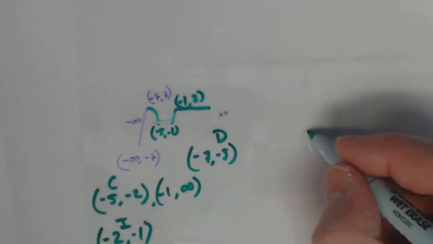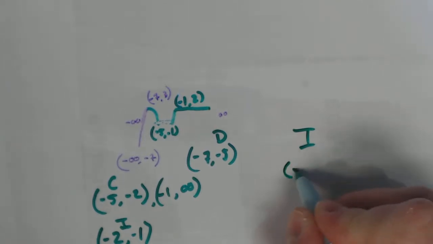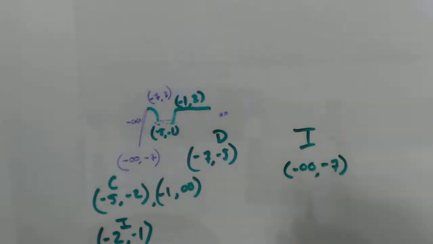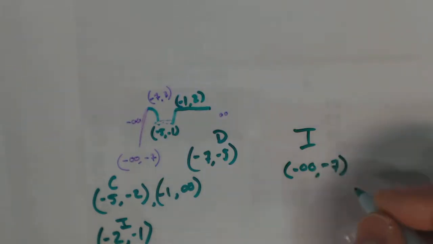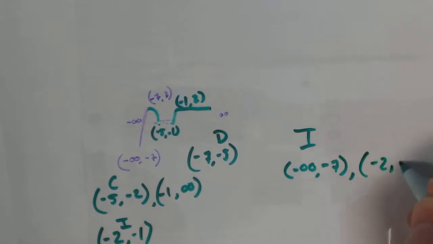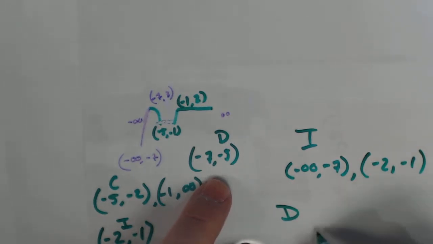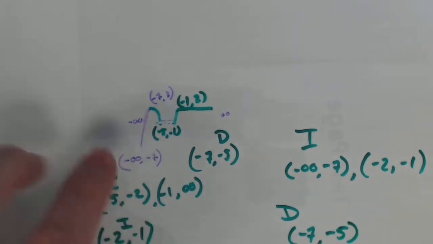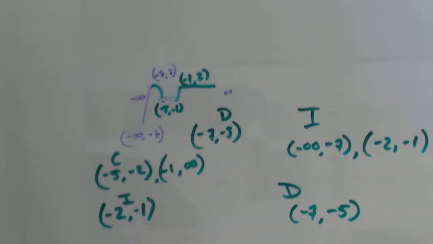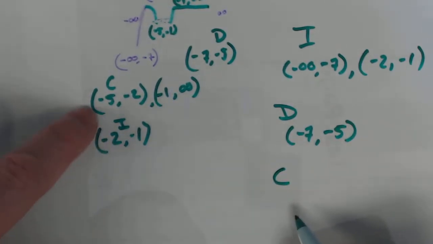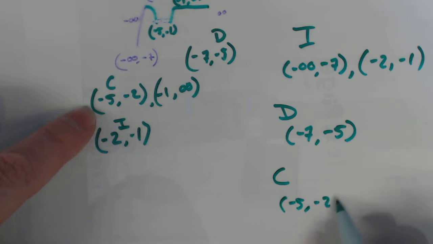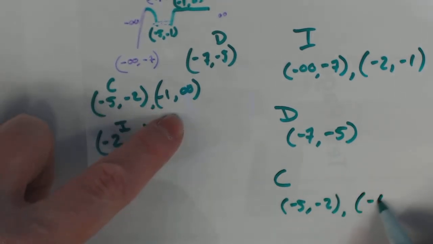So I was increasing from negative infinity to -7, and then I was also increasing from -2 to -1. I was decreasing from -7 to -5. That's the only part decreasing. And we were constant from -5 to -2, and then -1 to infinity.